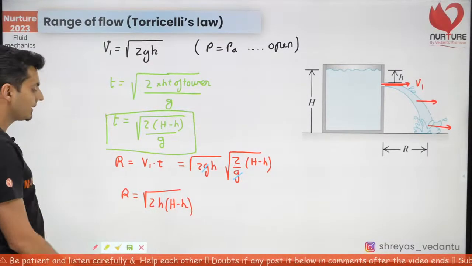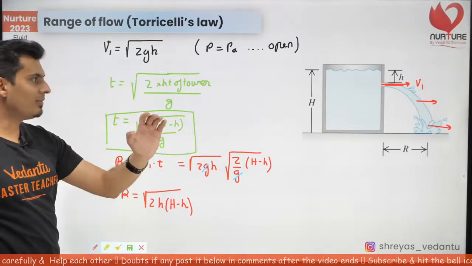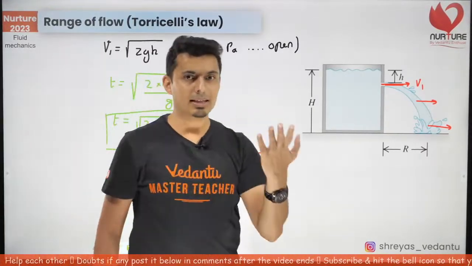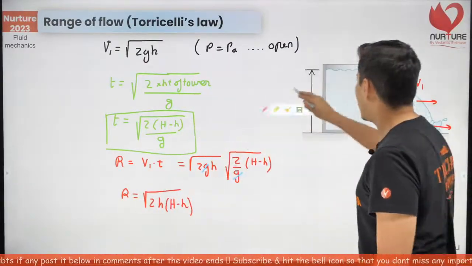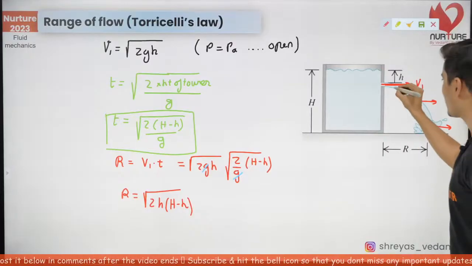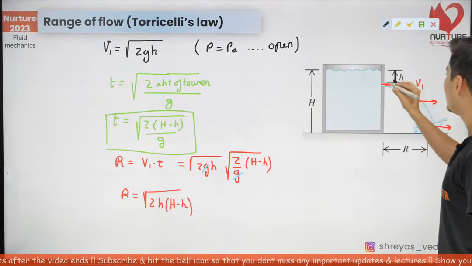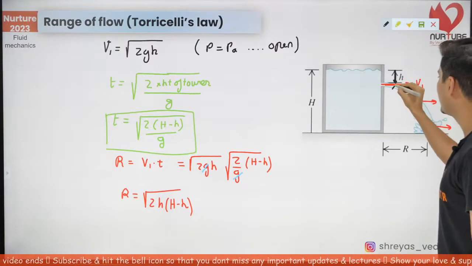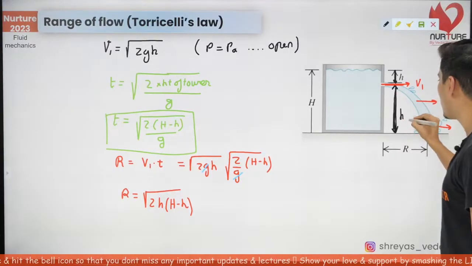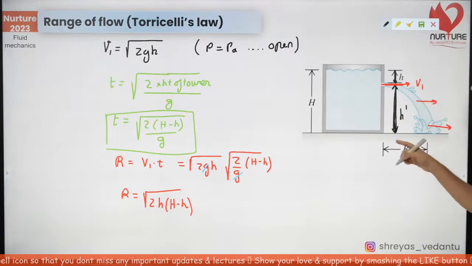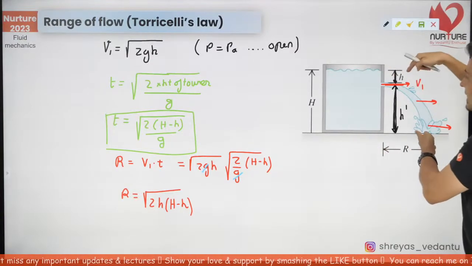That's what you are going to get. But I don't like remembering the formula this way. In fact, I like to remember the formula like this. If this is H, let's say I call it H, this one I can call H prime. H plus H prime gives you total height.